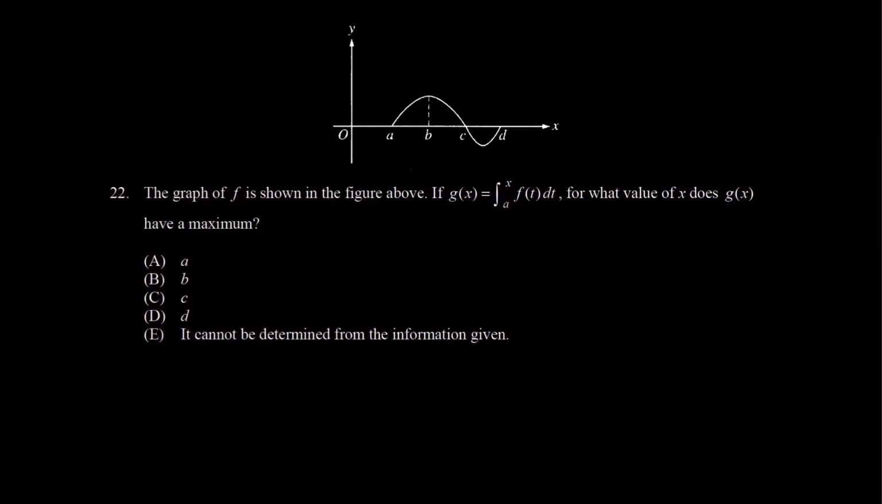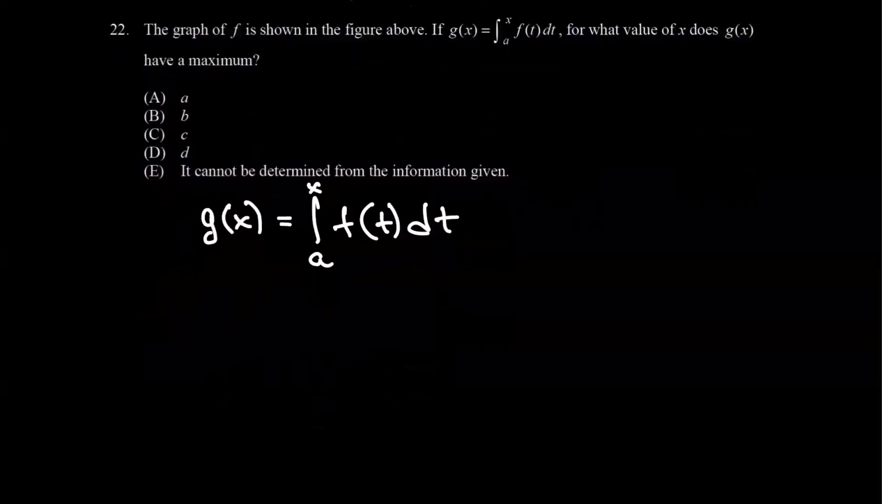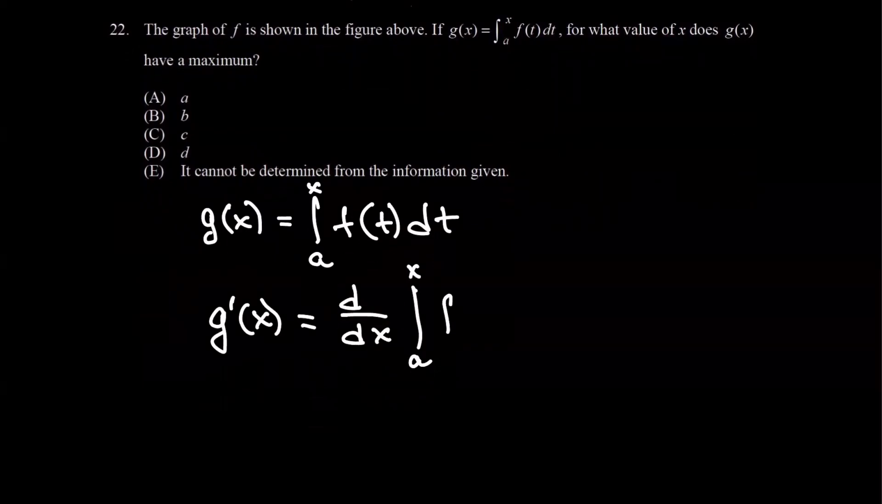And so how do we do that? Let's differentiate the expression for g of x. So g of x is equal to the integral from a to x of f of t dt. And so we have, in this case, g prime of x is equal to. And let's recall the formula for the differentiation of the integral from a to x of f of t dt.